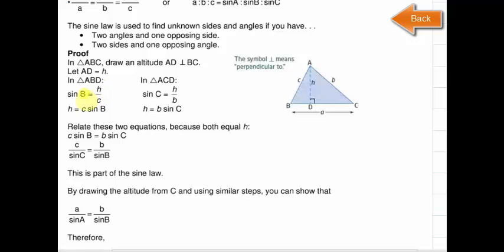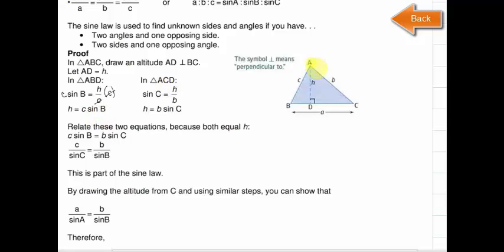So in triangle ABD, let's find sine of B. So sine of B then is H over C. And if I isolate for H, meaning that I should multiply both sides by C, so I can reduce the C's over here on the right, then I get that H is equal to C times sine B.